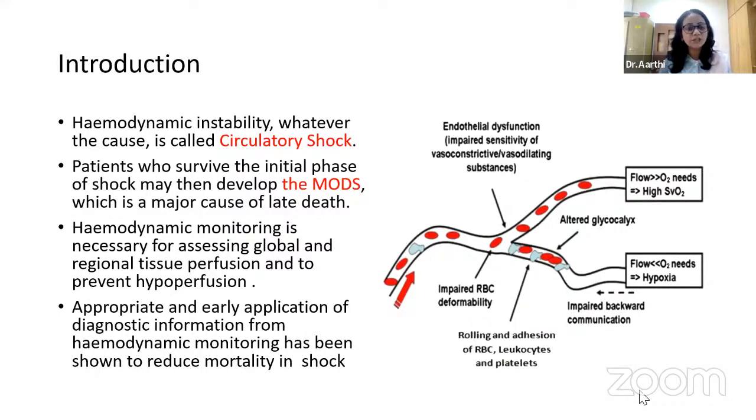Patients who survive the initial phase of shock, even in critical care or the perioperative period, may then go into multi-organ failure secondary to microcirculatory dysfunction, which is a major cause of late death if this circulatory disturbance is not addressed appropriately. Hence, we need to monitor the hemodynamics to assess global and regional tissue perfusion, to prevent hypoperfusion and hence circulatory shock, and hence to prevent long-term and short-term morbidity and mortality.